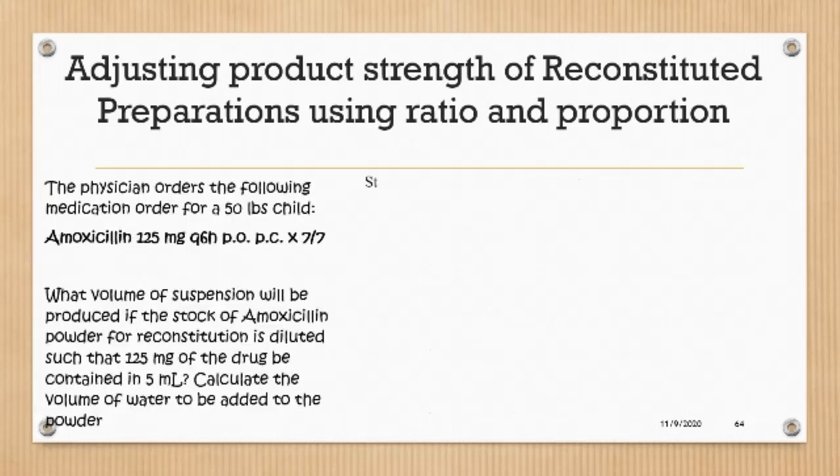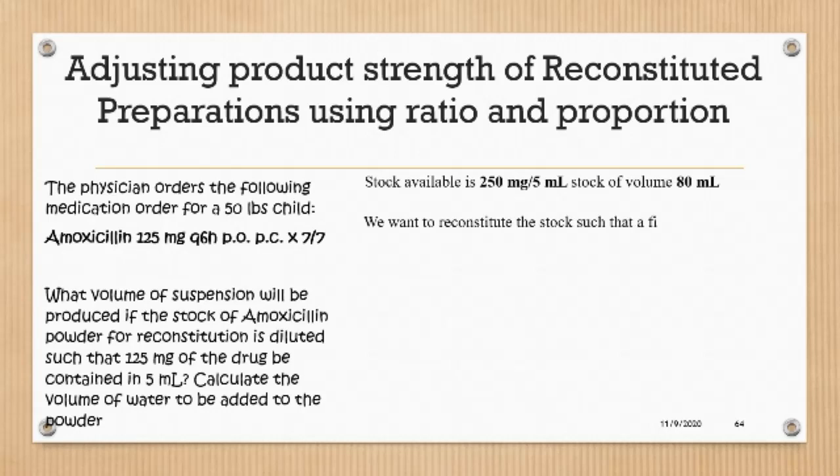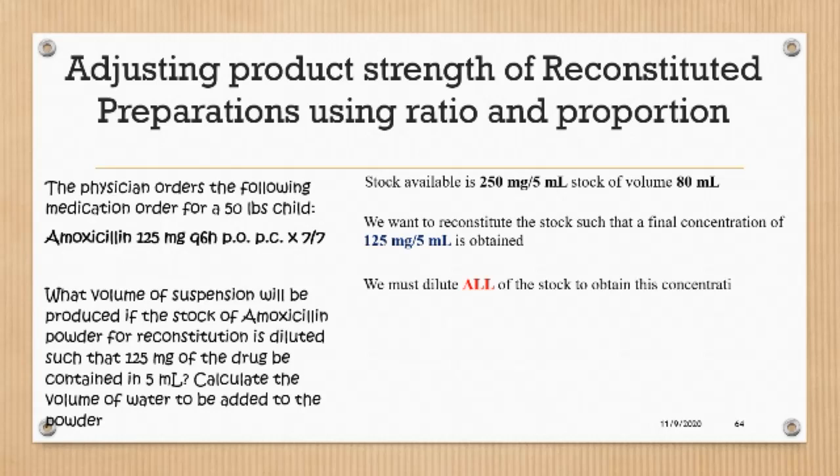So let's proceed. We have to first identify what is available. And what's available to us is a 250 milligram per 5 mL stock, which when reconstituted has a volume of 80 mL. We also want to reconstitute the stock such that we end up with a concentration of 125 milligrams per 5 mL. What does this mean? It means I'm going to have to add enough water to all of this stock to end up with 125 milligrams. It means I'm going to have to dilute everything.